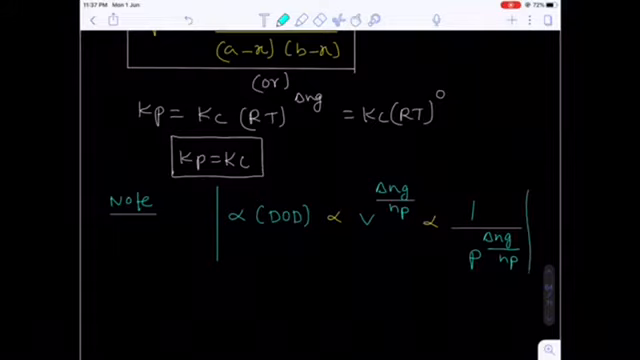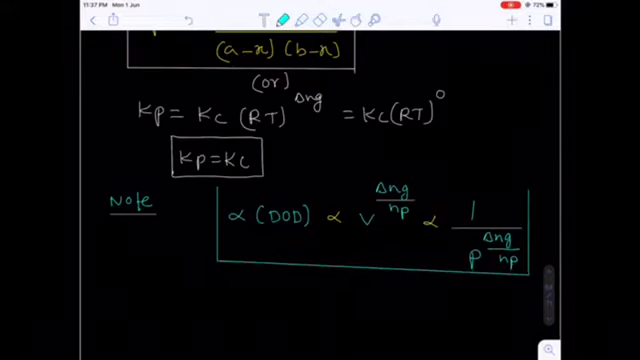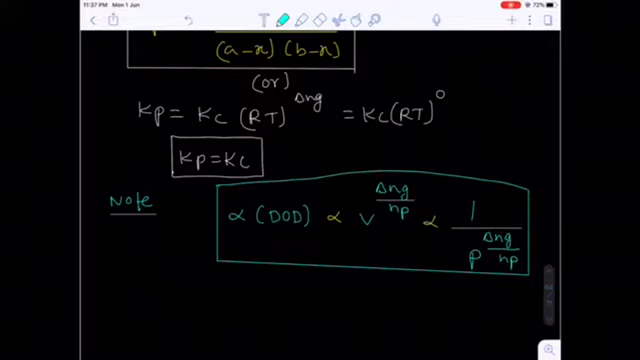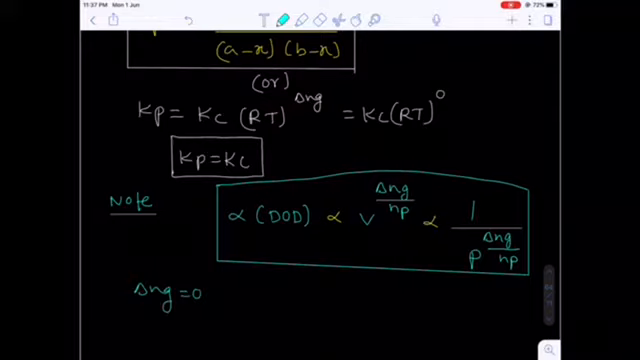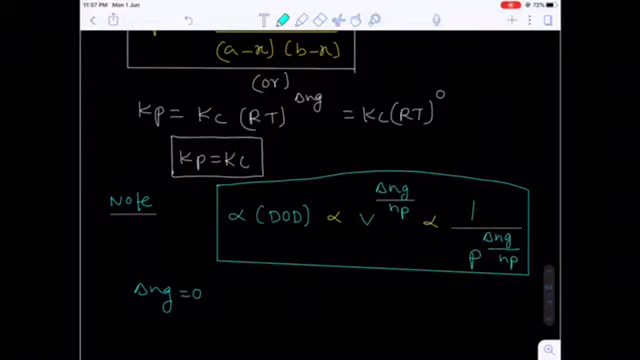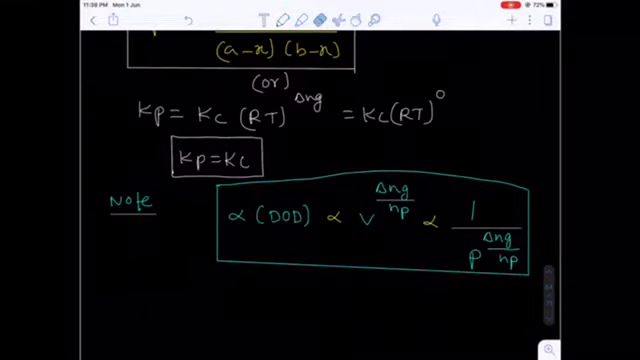This is a very important relation. With the help of this relation, we can directly observe the effect of change in pressure or change in volume on the position of the equilibrium. Suppose in the above expression, what is the delta Ng value? 0. Okay, now here the alpha value, that is the degree of dissociation, is directly proportional to volume to the power delta Ng divided by Np.